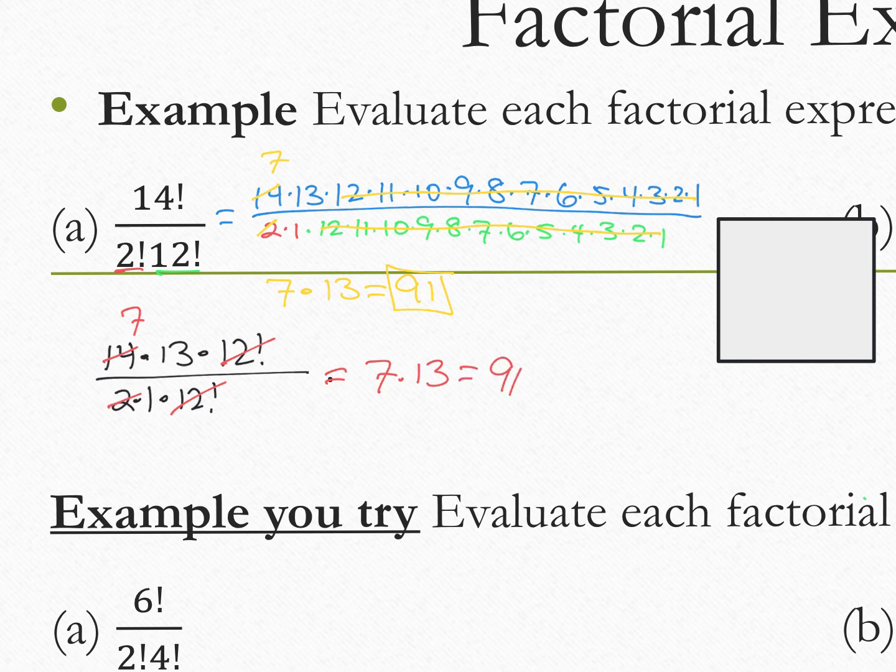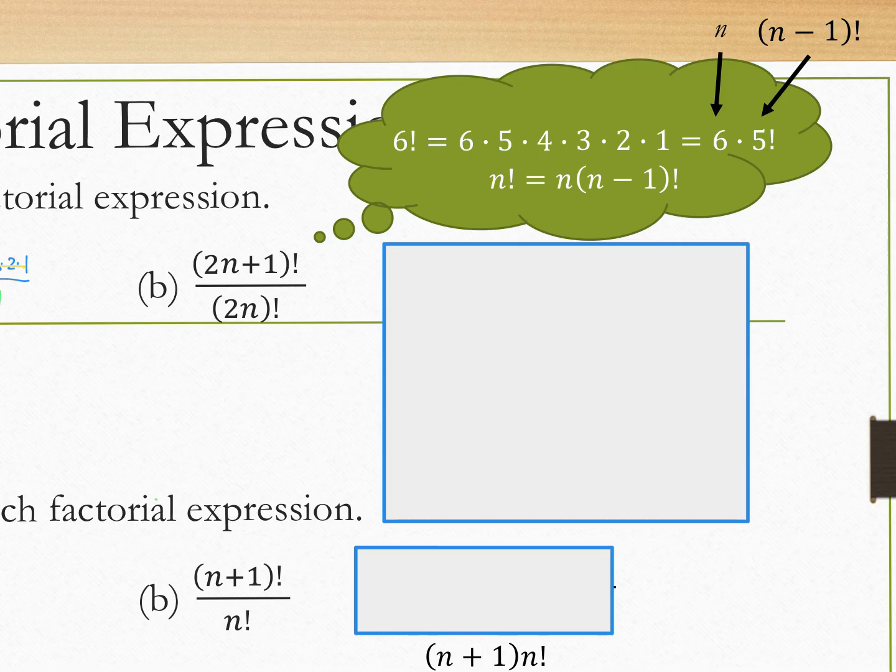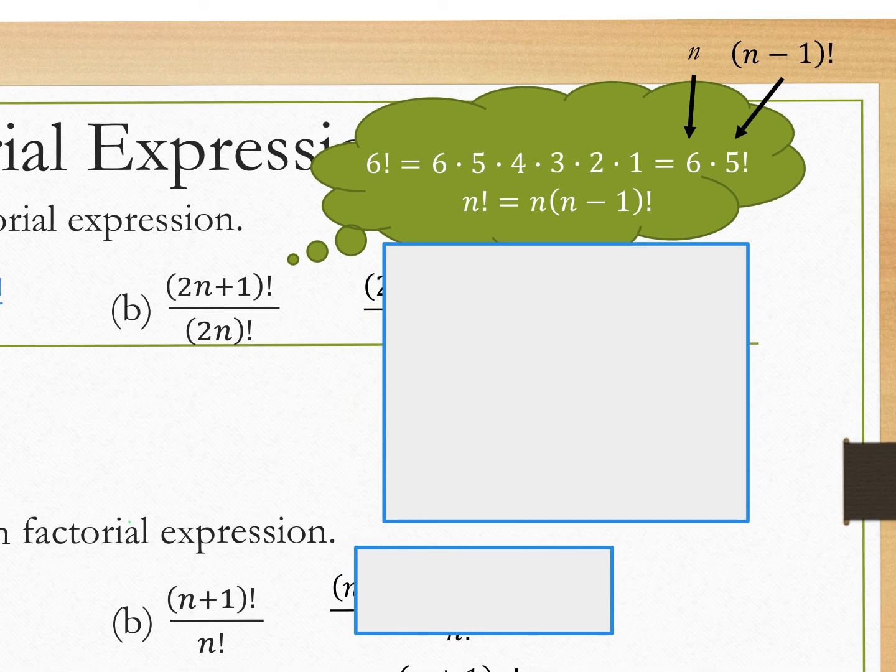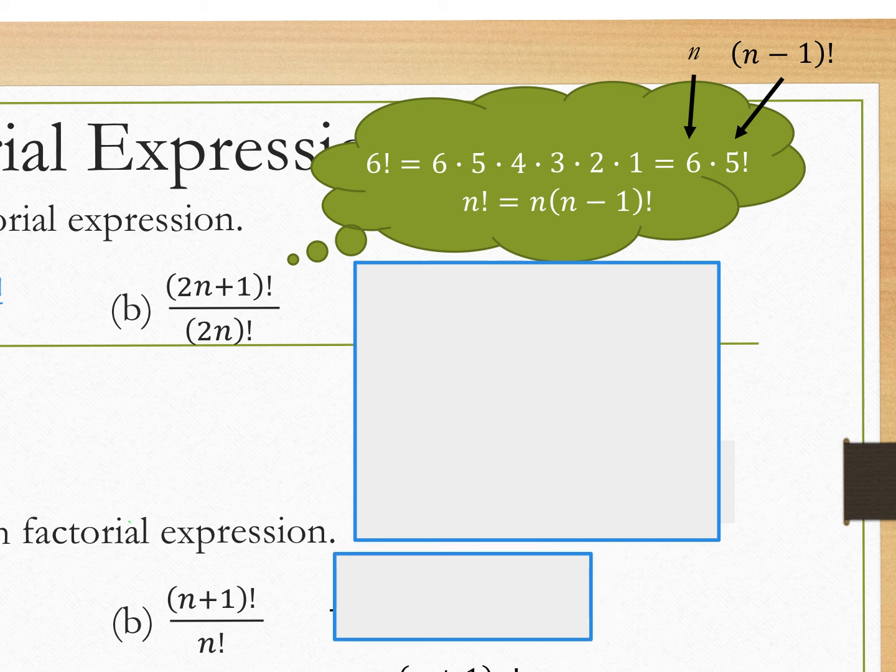Okay, so you can kind of pick how you would like to simplify. Okay, so if we look at B, it is a little trickier, okay? So one thing that you can note, right, we do know something like 6 factorial, right? We know that is the same thing as 6 times 5 times 4 times 3 times 2. Or I can say n is like the 6 and n minus 1, well, 6 minus 1 is 5 factorial.